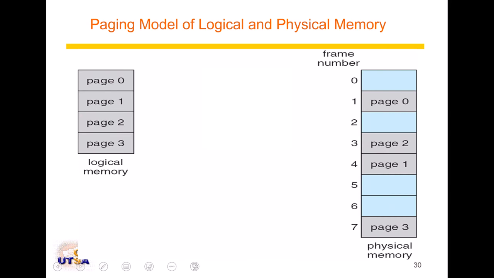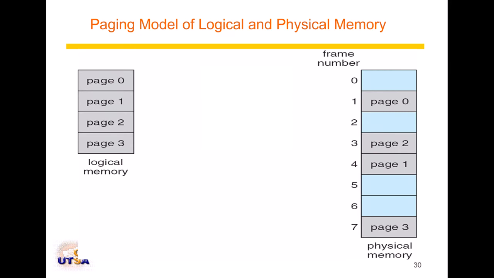Okay, here's one simple example illustrating this point one more time. If I have a logical address space, this time we divided and named the pages 0, 1, 2, 3, either way is fine. And then the physical memory is also divided into blocks of the same size. And here we have 8 frames.